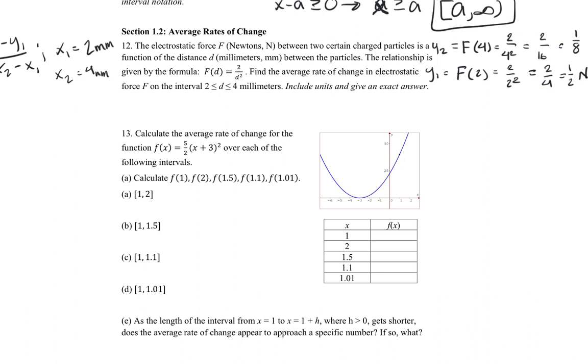Then, if we plug all of these into our rate of change equation, we'll get our y2, which is 1/8 newtons, minus 1/2 newtons, over 4 millimeters minus 2 millimeters. That'll give us negative 3 over 16, and that is newtons per millimeter.